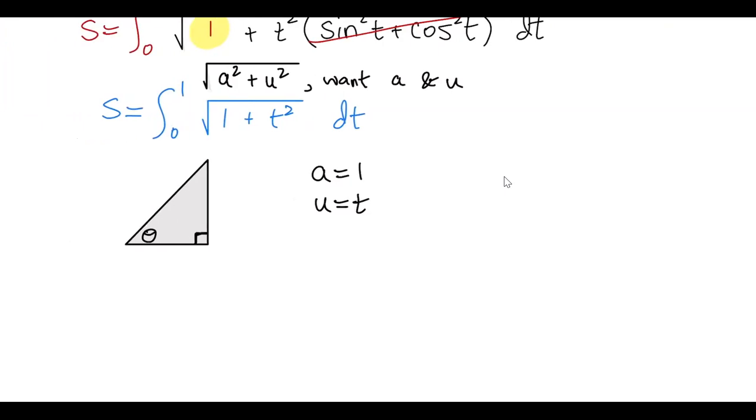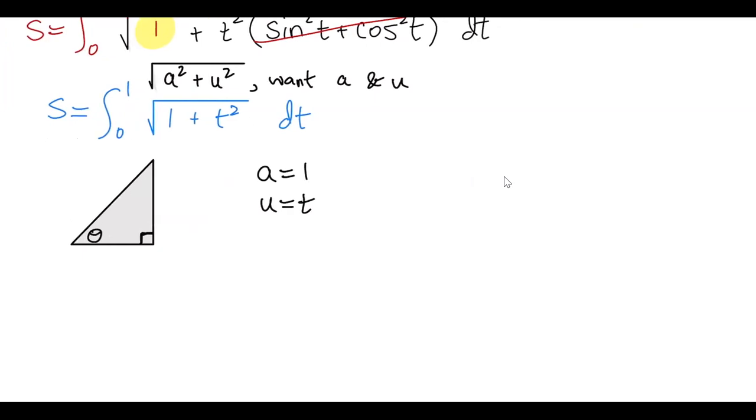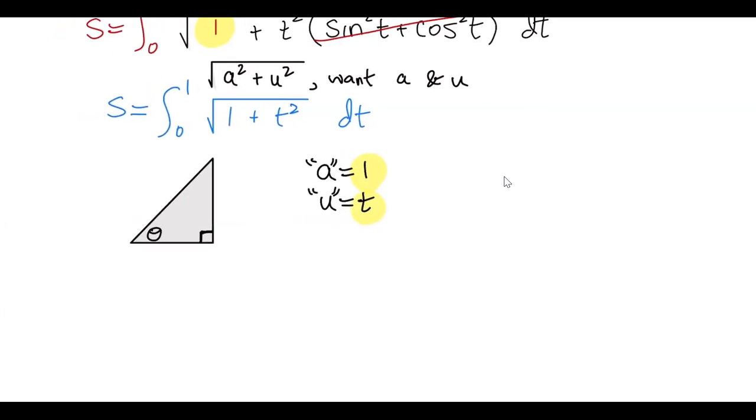So what's going to happen is one side of this triangle is going to be equal to, and I'll put quotes on the a and the u because we're not really going to use those values too much. It's really just to get us to these values here, the 1 and the t. It's giving us a sense of the model. So I needed to look at that radical and say, what are the important values I can pull out of this? And the answer is the 1 and the t.